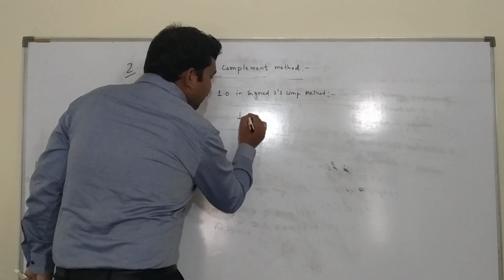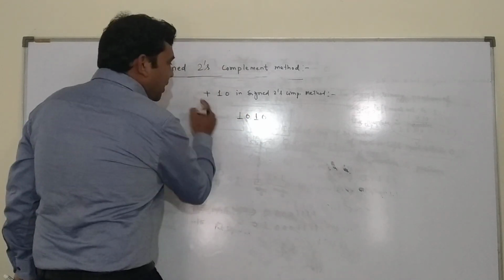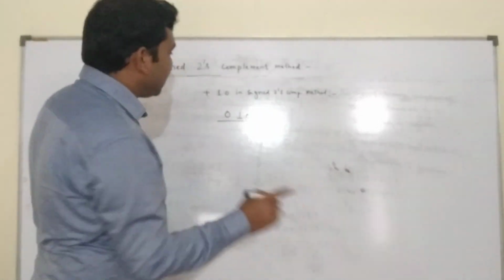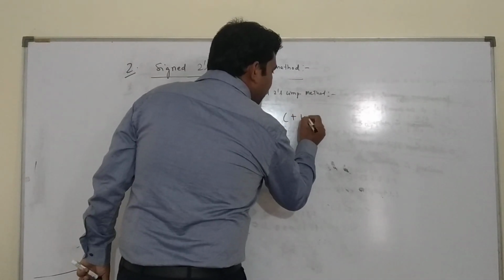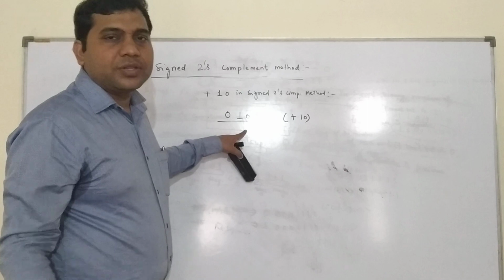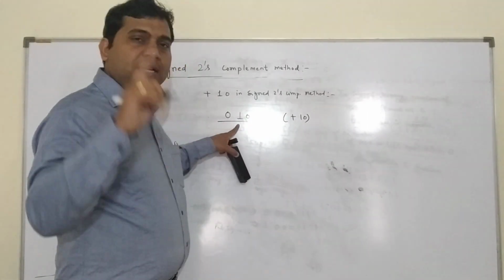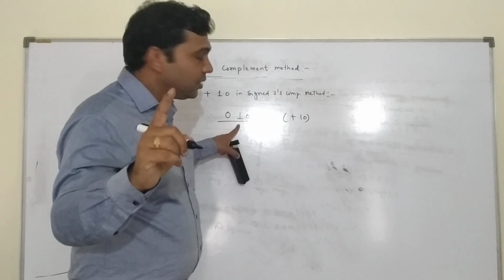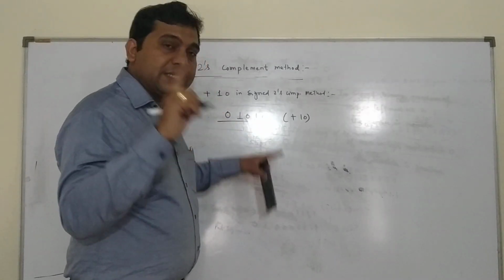Okay, how to write plus 10? The magnitude is 1, 0, 1, 0. For plus, put here 0. That's it. This is plus 10 in all the representations. It doesn't matter whether it's signed magnitude, signed ones complement or signed twos complement method. The number plus 10 will be the same.